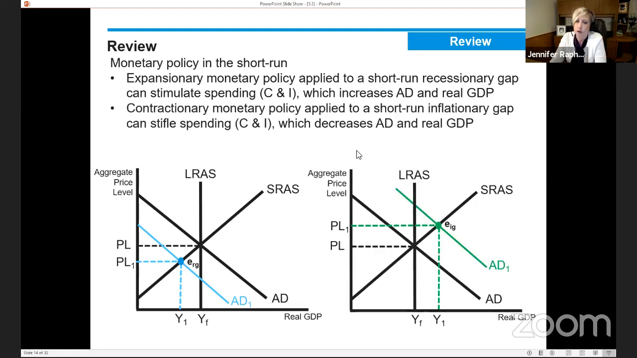We've also learned that contractionary monetary policy, when applied to a short-run inflationary gap, can stifle spending, which leads to a decrease in aggregate demand and real GDP. So if we were going to use monetary policy to try to close this inflationary gap, we would do so by lowering the money supply, which drives up interest rates, which leads to less interest rate sensitive spending on consumer goods and less investment spending. Aggregate demand decreases, and we close our output gap. As the price level comes down, however, the amount of output we're producing also decreases. And when that happens, employment falls and unemployment rises.